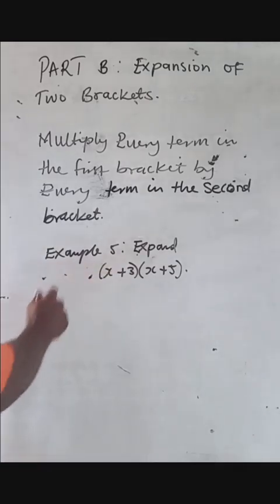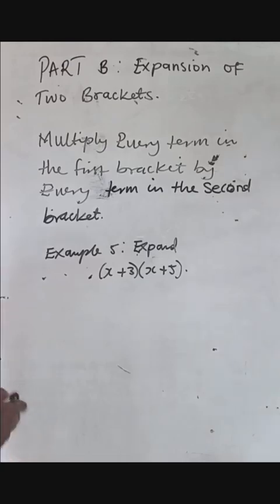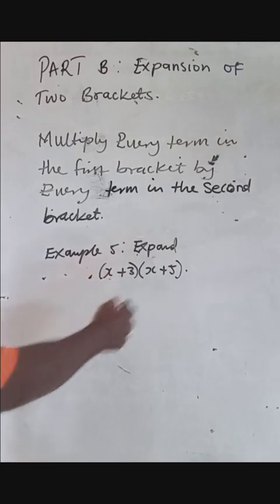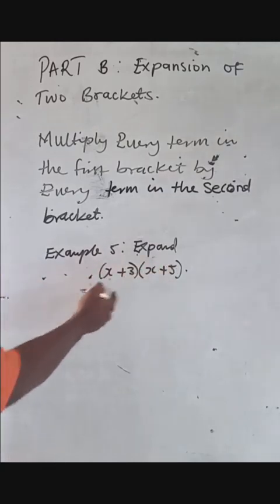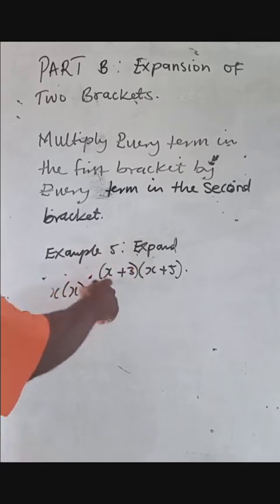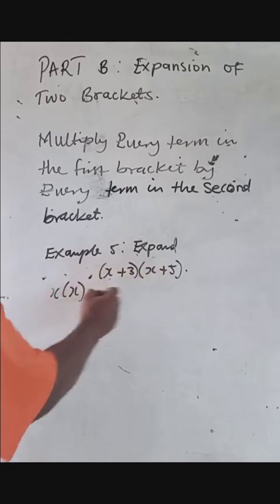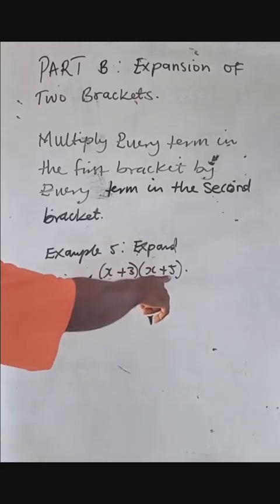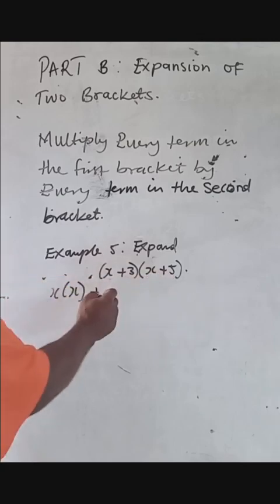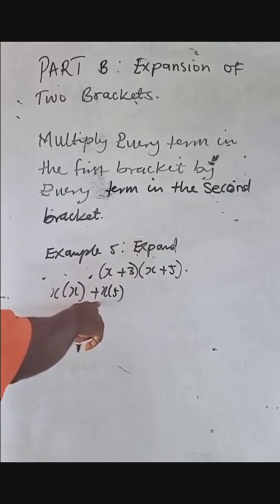So the instruction says we should multiply every term in the first bracket by every term in the second bracket. So we are going to use each term in the first bracket to multiply each term in the second bracket. Therefore, we are going to have x multiplied by x, x multiplied by 5. So plus 5, 5 is carrying this positive sign along, so you have plus 5. X multiplied by plus 5. So this is the positive sign.